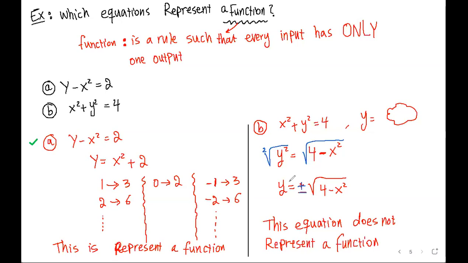So this means here I get for every input two outputs. The first output is the positive and the second output is the negative. This means it does not represent a function. Okay, by this example, we end this section 2.2.